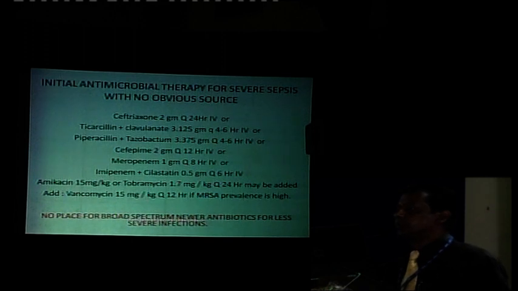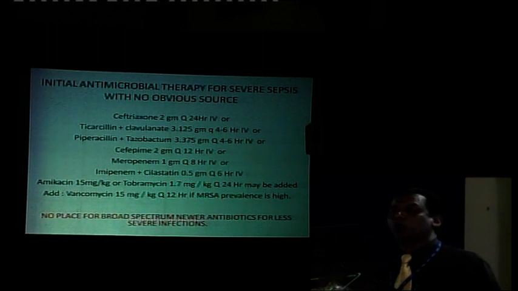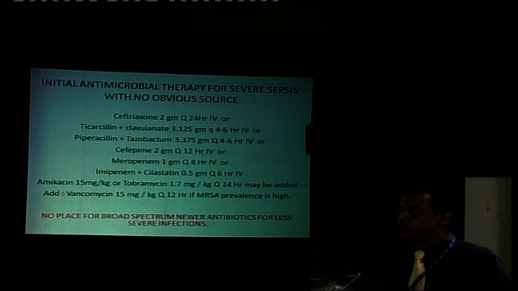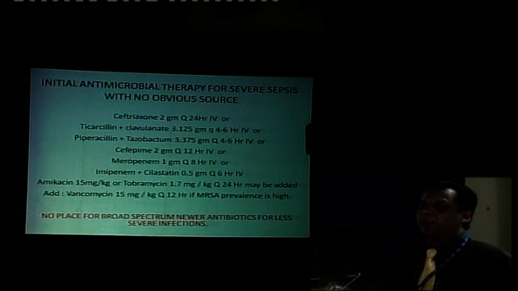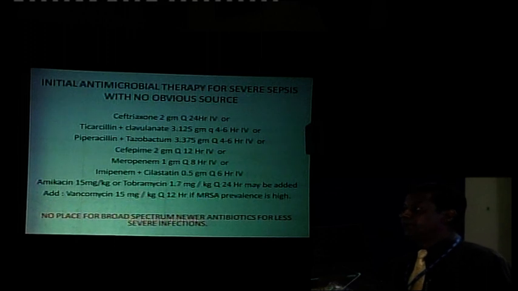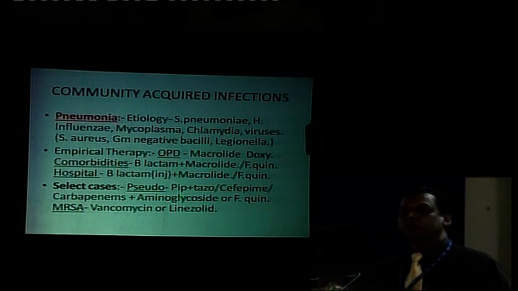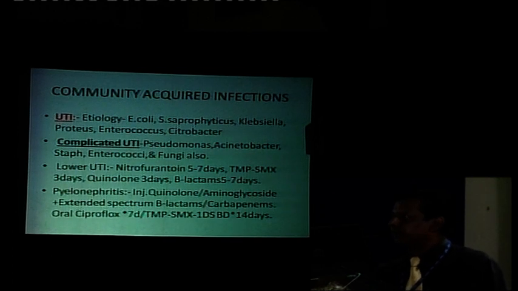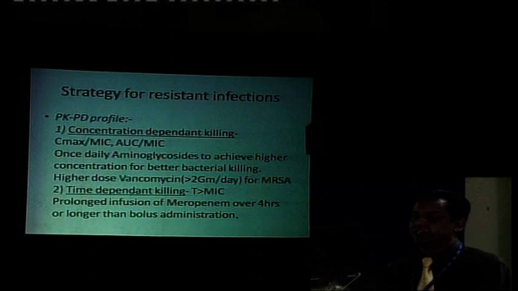This protocol is not for routine infections which come to you with fever. So don't start to use antibiotics with a wider spectrum of coverage for a routine community-acquired infection, even when you are using it as an empirical choice. Community-acquired infections, you can always use antibiotics which have a narrower spectrum of activity. For urinary infections, for respiratory infections.